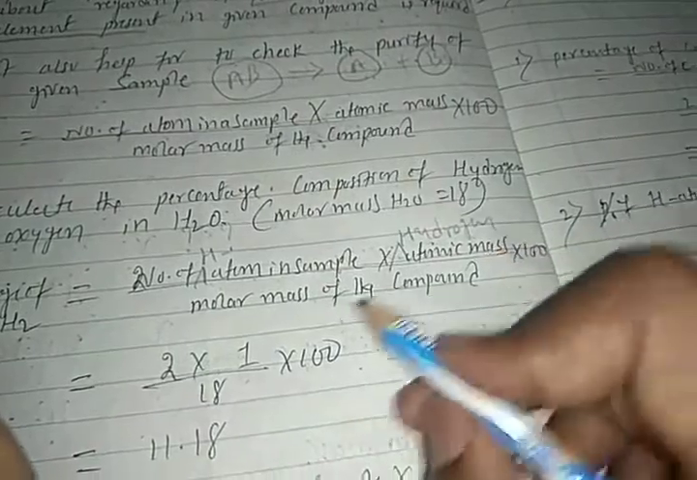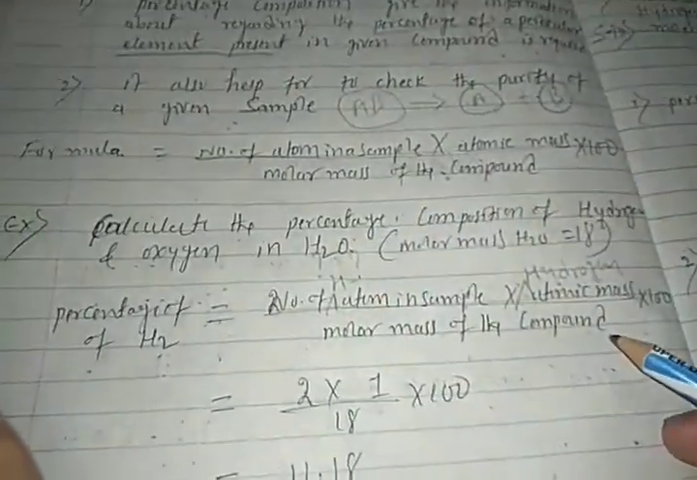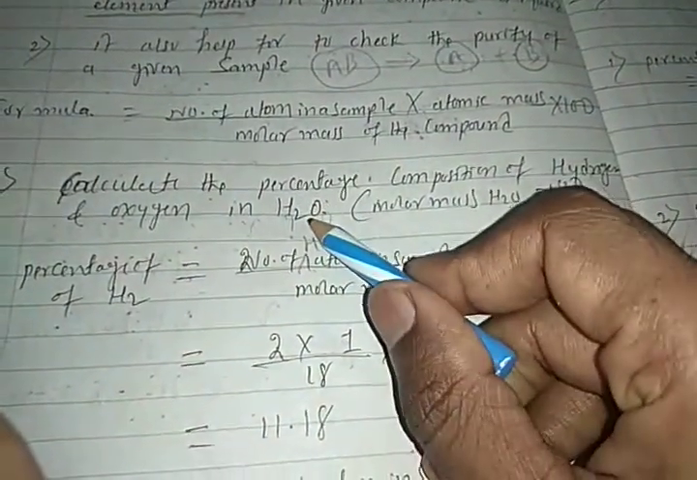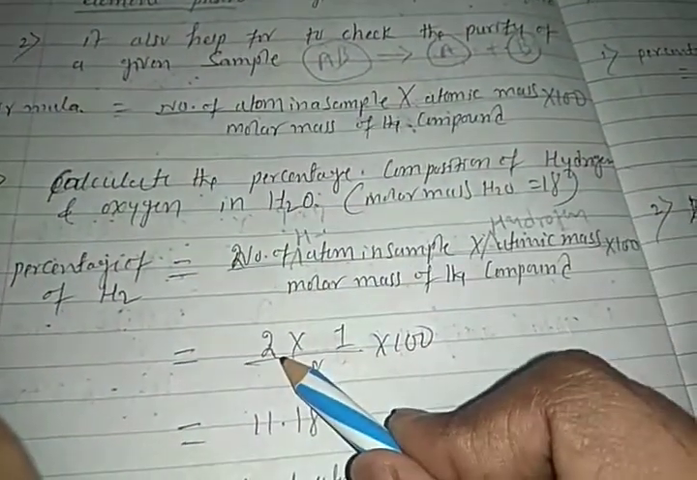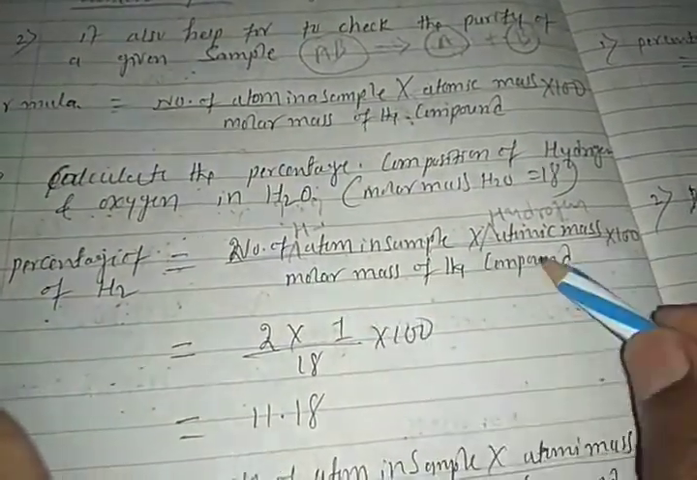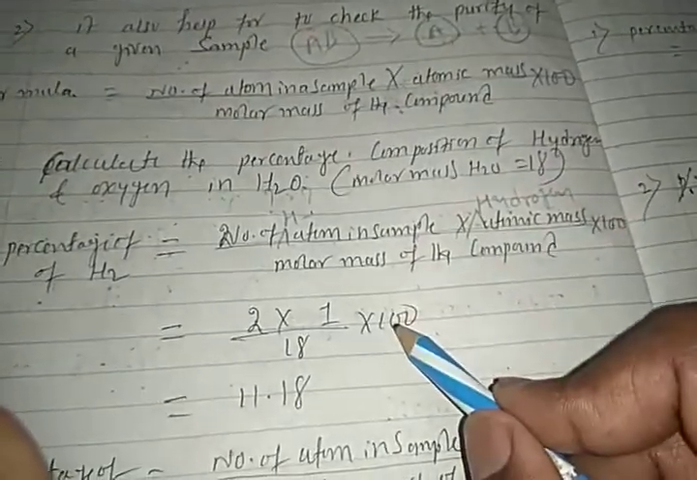Hydrogen atomic mass. So the molar mass of the compound. The compound is the water molecule. Right, students? How many hydrogen atoms are present here? 2. So I will write here 2. Atomic mass is 1. Molar mass of the compound is 18, into 100.